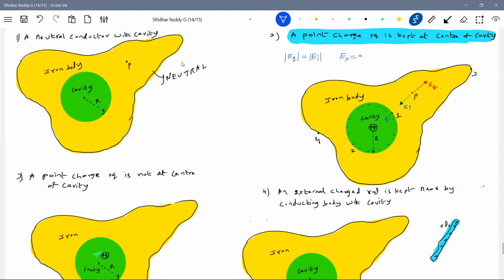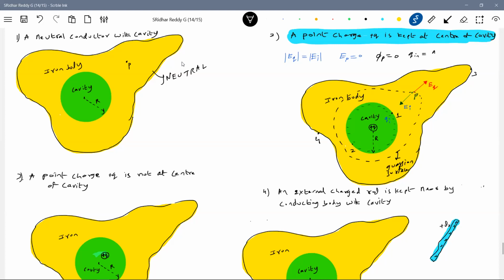If net field is 0, I'm going to ask you now, draw a Gaussian surface. What is this? It's a Gaussian surface. Now, what is the net field at point P? We know 0. So net flux should be 0. If E bar is 0, then flux should also be 0. If net flux is 0, net charge enclosed should be 0. So what is the net charge enclosed?